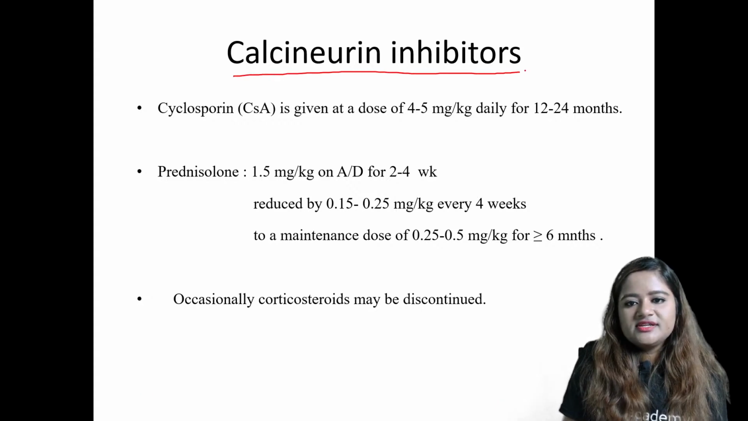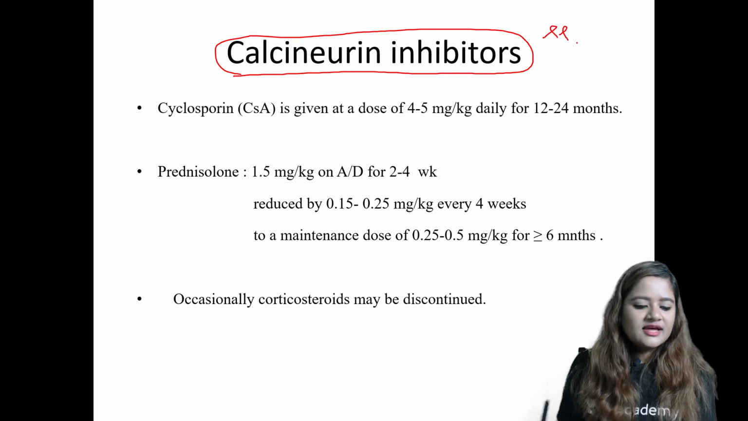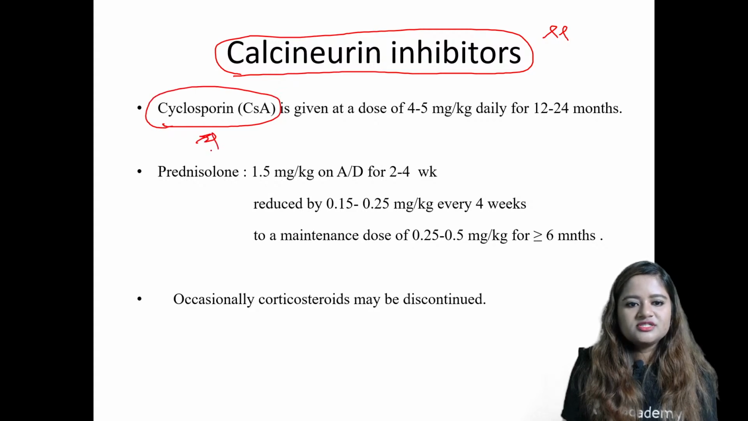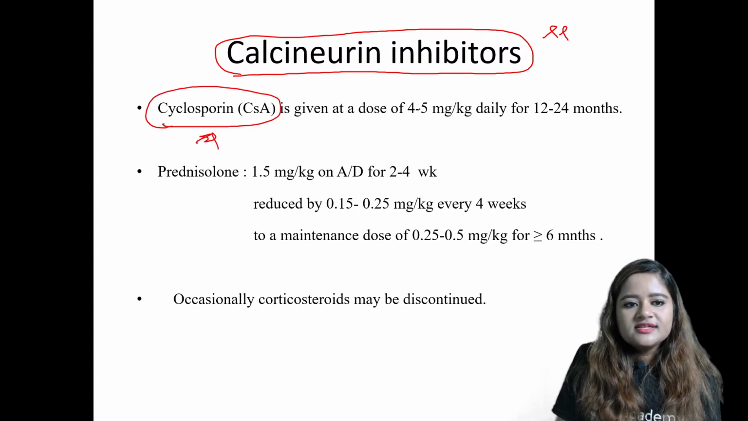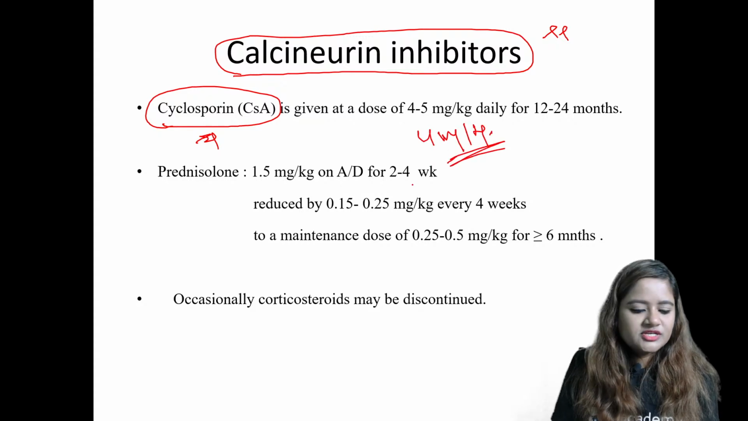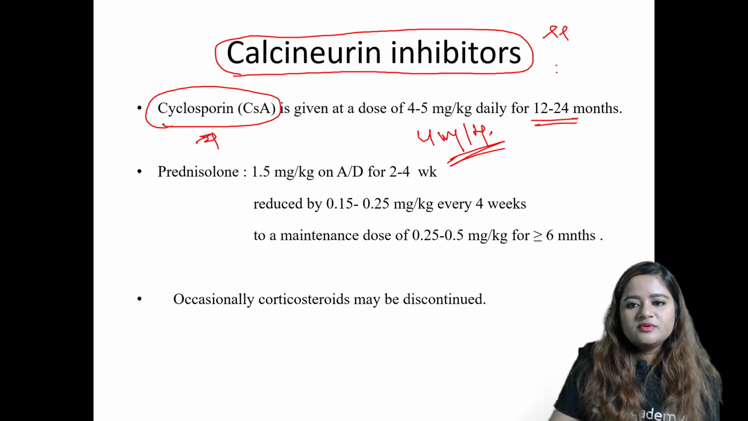Then we have calcineurin inhibitors, very important drugs as the second line treatment for nephrotic syndrome. In calcineurin inhibitors we have cyclosporin. Cyclosporin is the most important drug that we give. Cyclosporin का dose होता है 4 mg per kg. ठीक है. Cyclosporin is 4 mg per kg. Cyclophosphamide was 2 mg per kg. This again you give daily for a maximum of 12 to 24 months. This is a safer drug. You can use it easily.